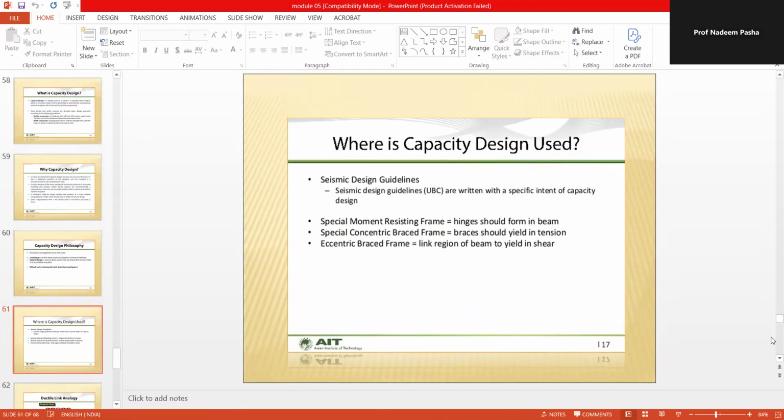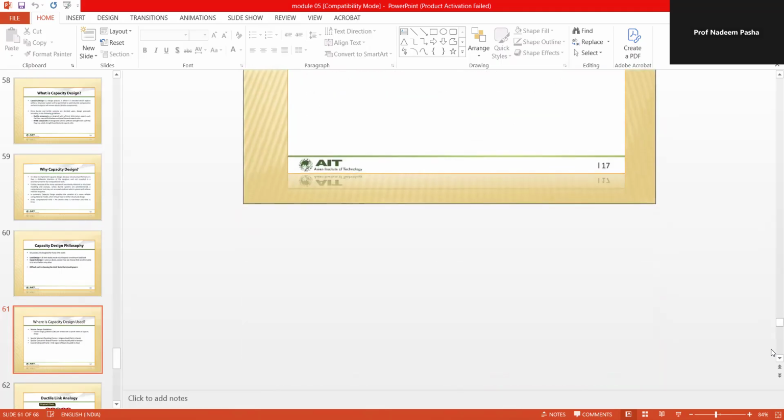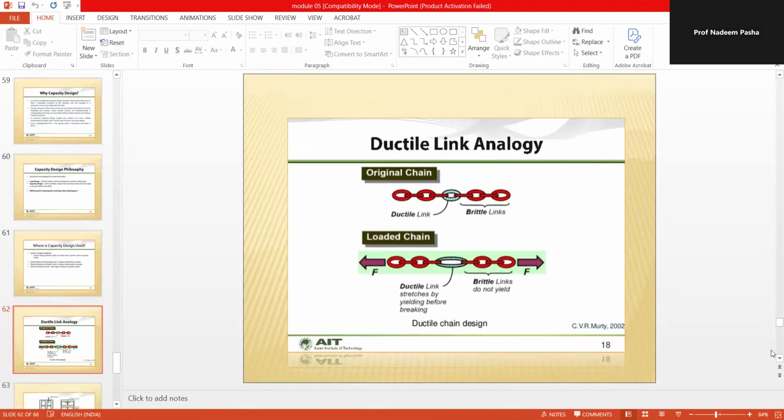Where is capacity design used? Seismic design guidelines such as UBC are written with a specific capacity design intent. Special moment resistant frame: hinges should form in the beam. Special concentric braced frame: braces should yield in tension. Eccentric braced frame: the link region of the beam should yield in shear. This ductile link analogy we have already seen.